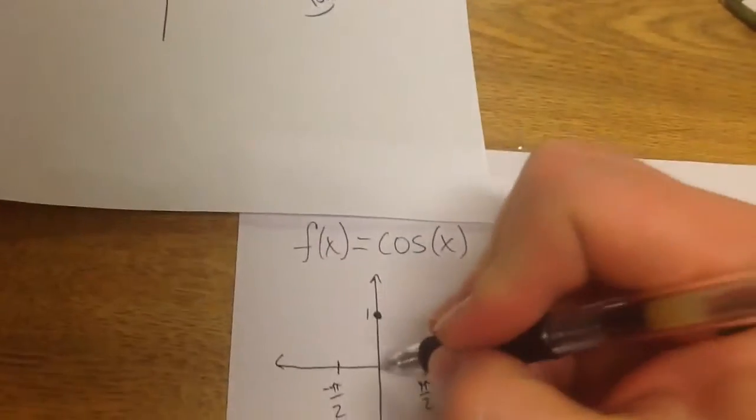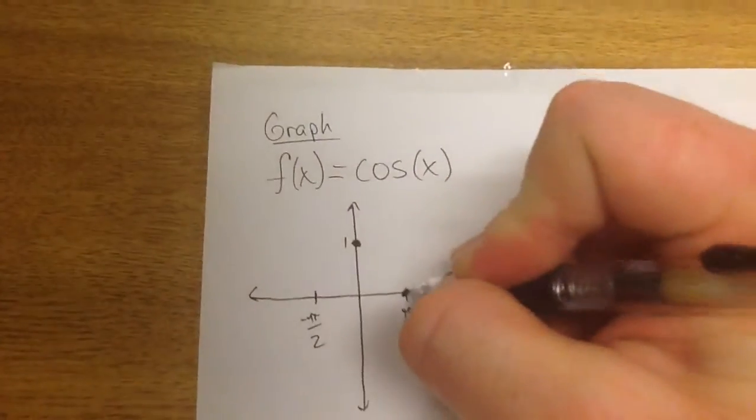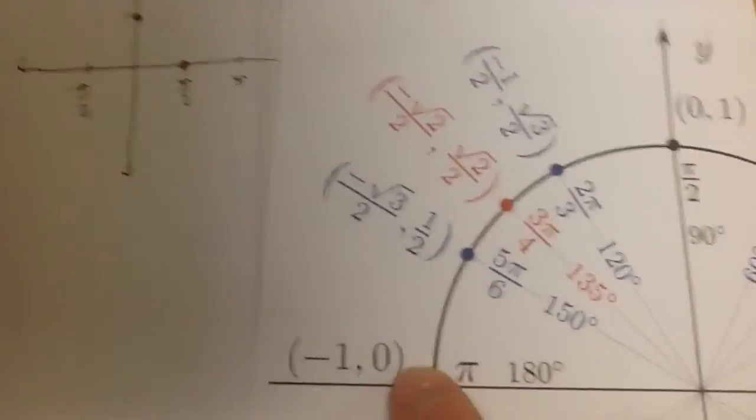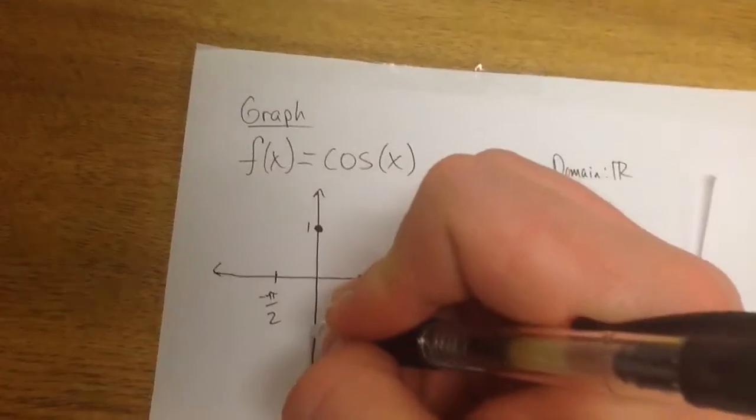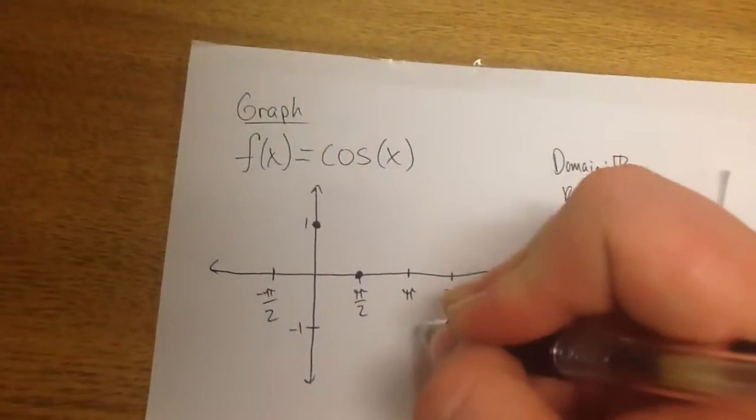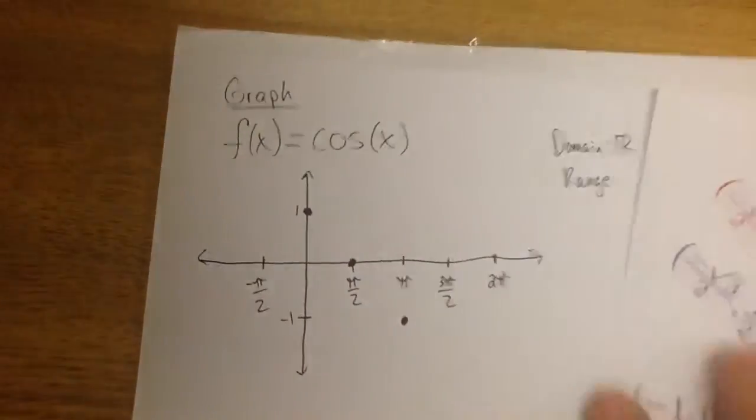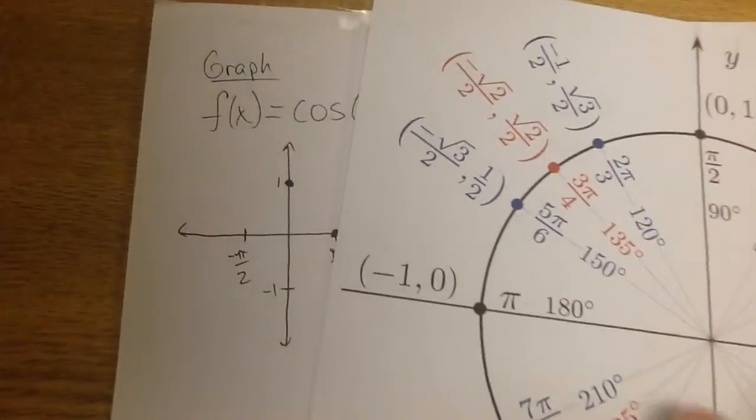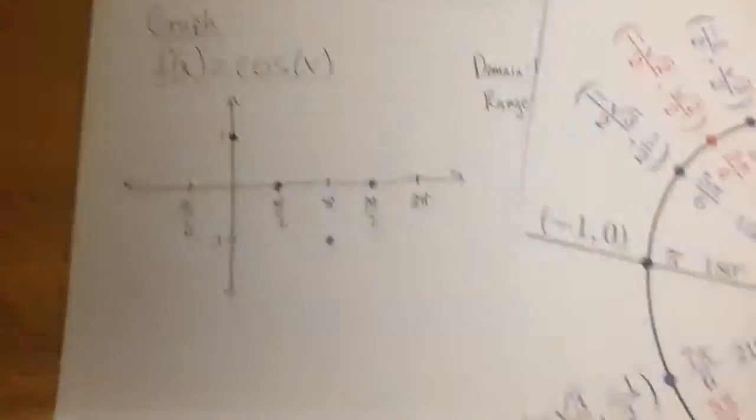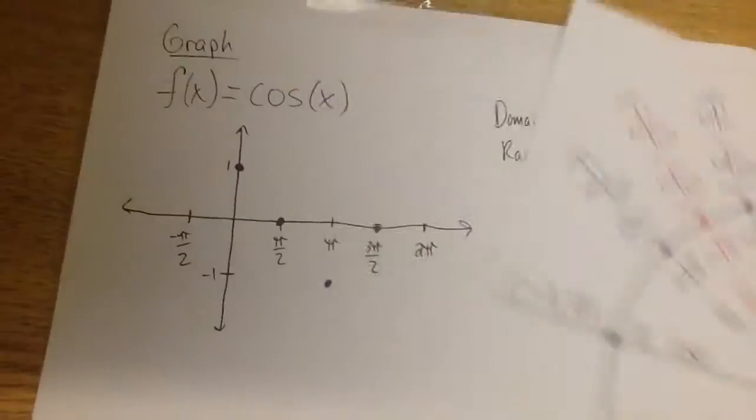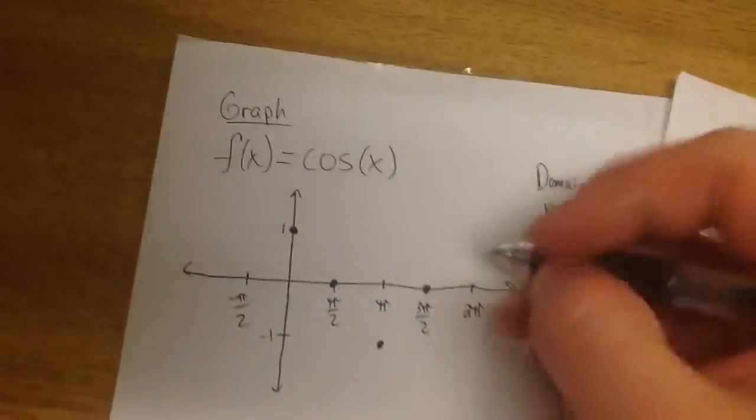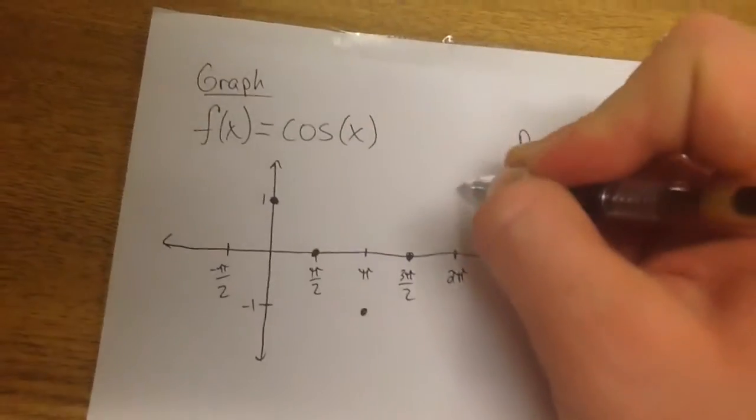So I know the cosine of 0 is 1. Cosine of pi over 2 is 0. Cosine of pi is negative 1. Oops, I said we were going to think about range. Cosine of 3 pi over 2 down here is 0 again. That's weird. Cosine of 2 pi is back to 1. Back up here.